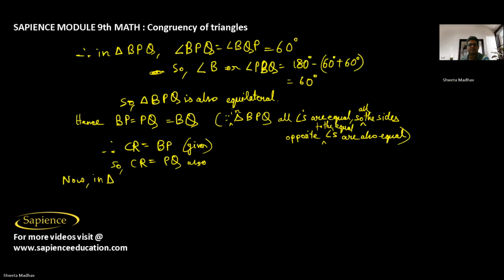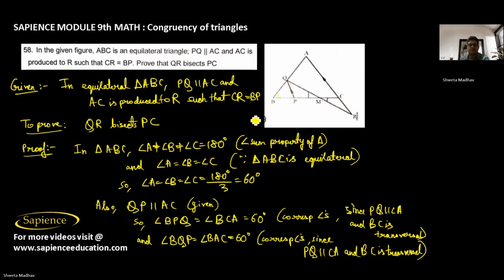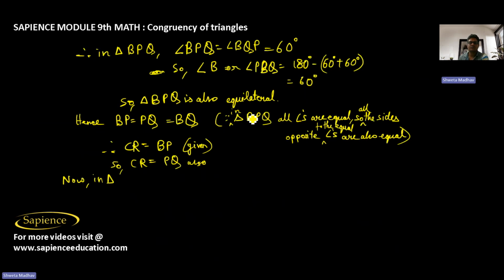So now, in triangle RCM, here also we have to write that the line QR intersects BC at M. QR intersects BC at M. In the given only we should write that.